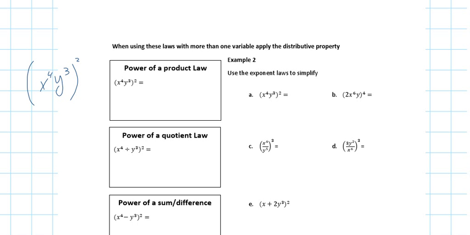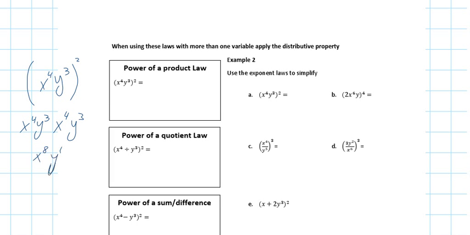Because think about it this way. If I'm going to expand this, I'm going to write this as x to the 4, y to the 3, and then times x to the 4, y to the 3, right? I'm going to write it twice, yes? You guys agree with that? Because it's to the power of 2. This whole thing is to the power of 2, so I'm going to have to write it twice. So what happens here is x to the power of 8, y to the power of 6. Yes? Because I'm going to add my exponents.